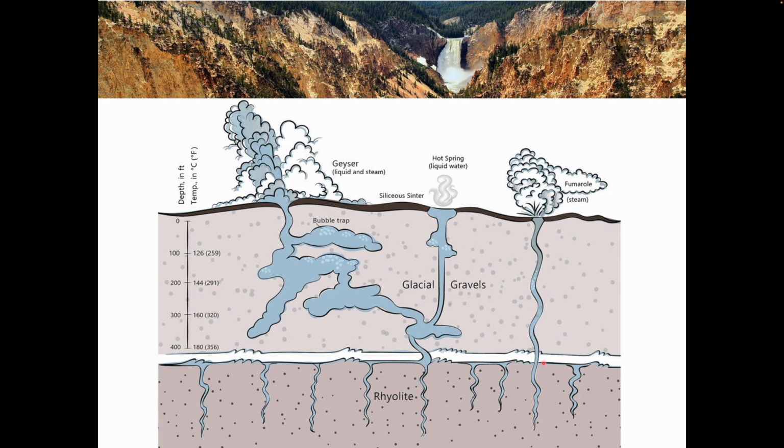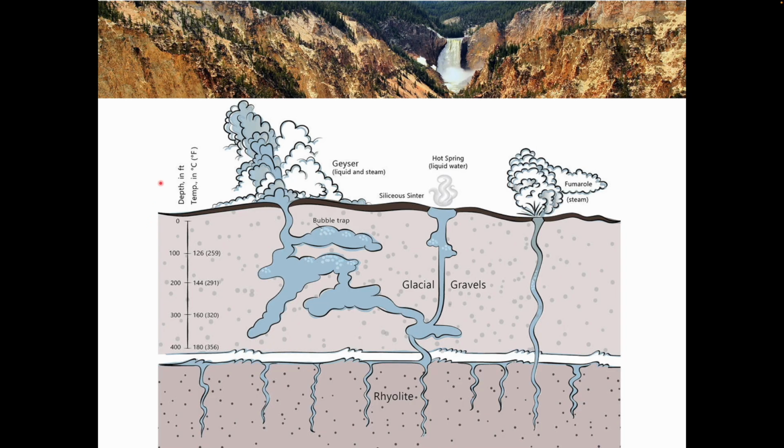Fumaroles, on the other hand, generally don't have much water. It's mostly steam, so they're boiling at a point somewhere deep under the surface rather than near the surface, and that just produces a continuous eruption of steam and other volcanic gases. In most of the geyser basins in Yellowstone, this comes from cooling lava flows.